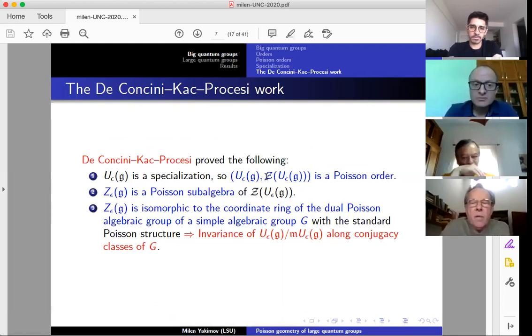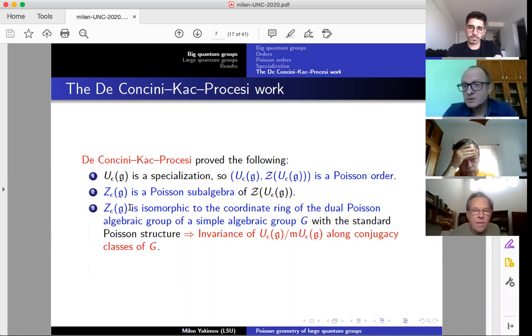The next thing that they proved is that these big central subalgebras that we saw on the previous slides, generated by the n-th powers of the Lusztig root vectors, happen to be Poisson subalgebras of the full centers. And then the third part is that these large central subalgebras are isomorphic to the coordinate rings of some algebraic groups, which are simple algebraic groups, equipped with Poisson structures of what is called standard type.